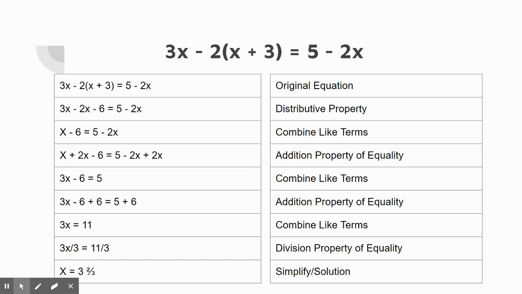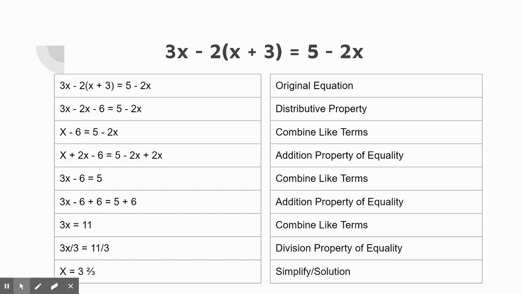Then the next step you're going to take is the addition property of equality. I added 2x on both sides. So when I simplify and combine like terms, I'm going to have 3x minus 6 equals 5. Then I'm going to use the addition property of equality again, and I'm going to add 6 on both sides. And I'm going to have 3x minus 6 plus 6 equals 5 plus 6. And I combine my like terms, and I have 3x equals 11.